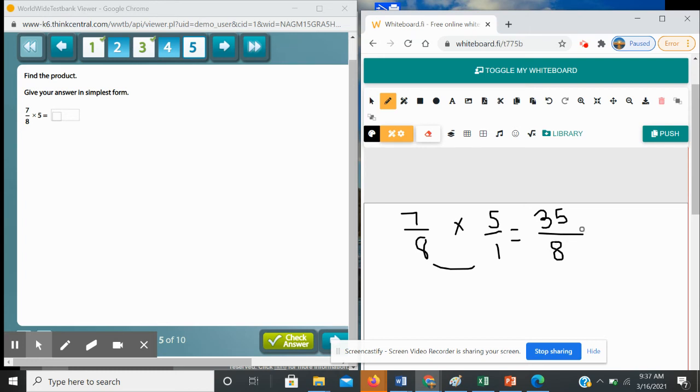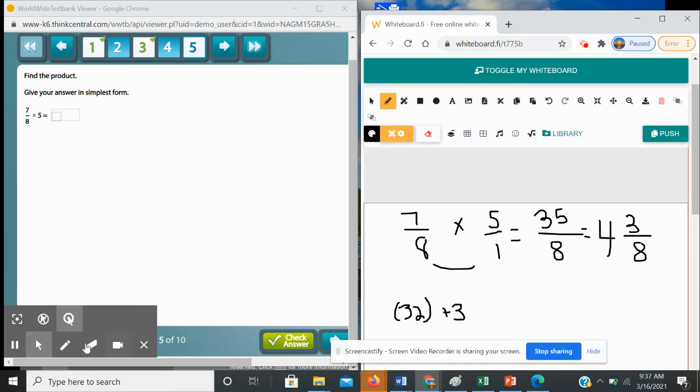Now I have to change this into a mixed number. I know 8 times 4 brings me to 32. So I know 4 is going to be my whole number. If I add 3 to that, that brings me to 35. So I have 3/8. Now, 3/8 is already in its simplest form. I can't break it down anymore.